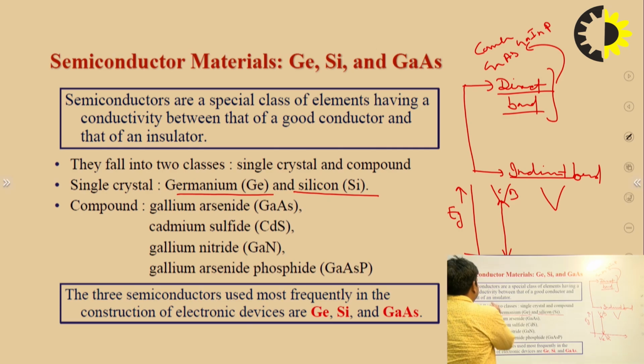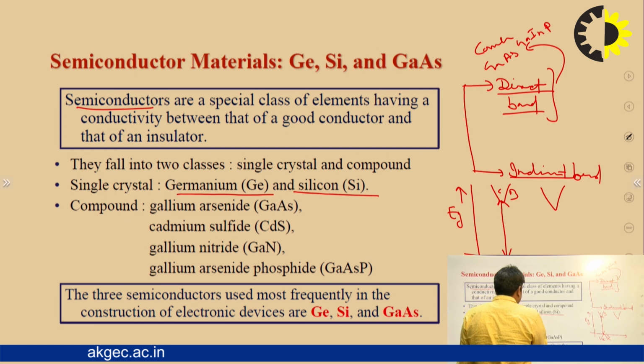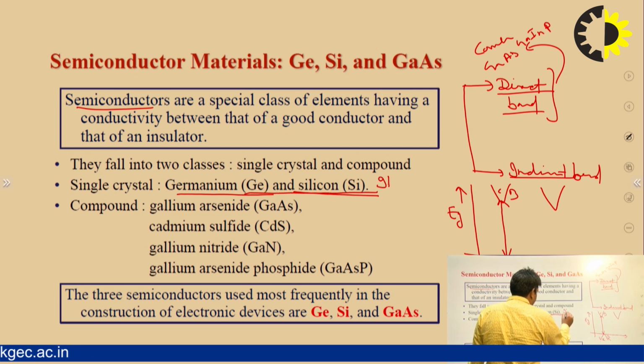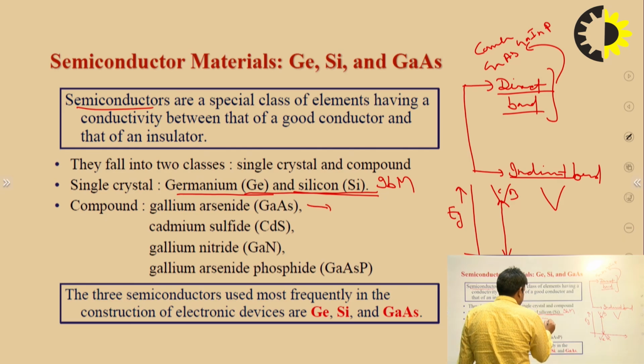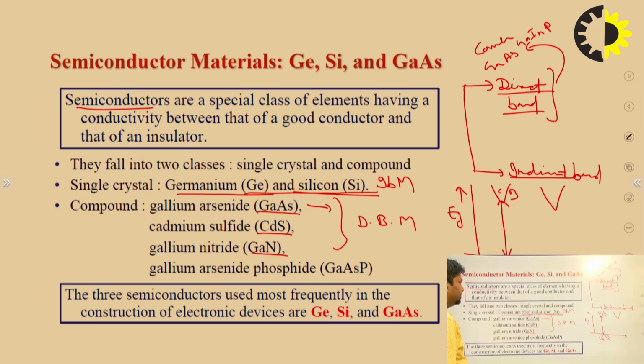And what is a semiconductor? Semiconductors are a special class of element having conductivity between good conductors and insulators. We say such a material is called a semiconductor. Germanium and silicon are indirect band gap materials, and compound materials are direct band gap materials, where the valence band and the conduction band are at the same momentum. In indirect band gap materials, they are not at the same momentum.